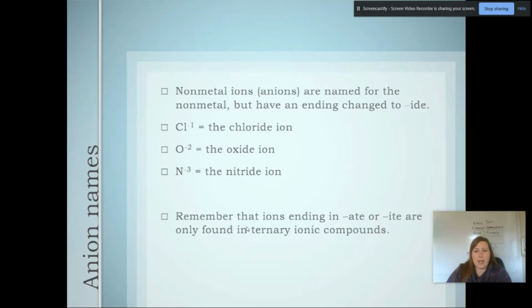The nonmetal names are also pretty easy. You just change the anion name from the element name to add an "ide" ending. So Cl-1 is called the chloride ion, and O-2 is the oxide ion, and N-3 is the nitride ion. There are some ions that end in "ate" or "ite", but those are only found in ternary ionic compounds, and that's not what we're doing today. We'll get into those in the next couple of days.